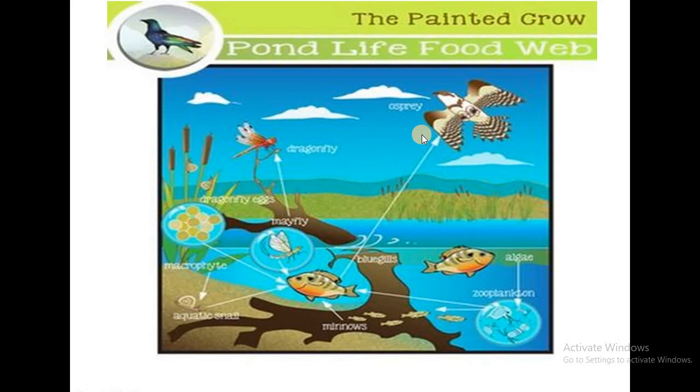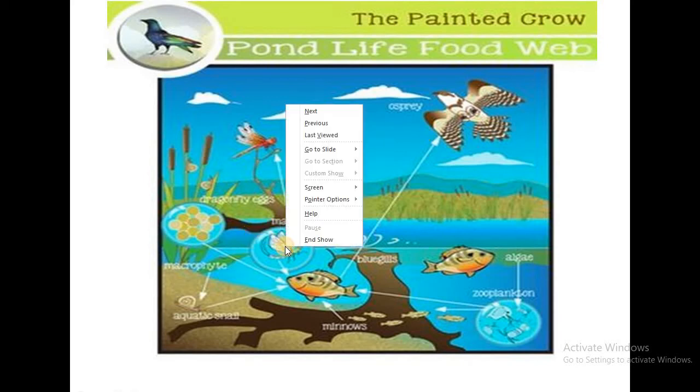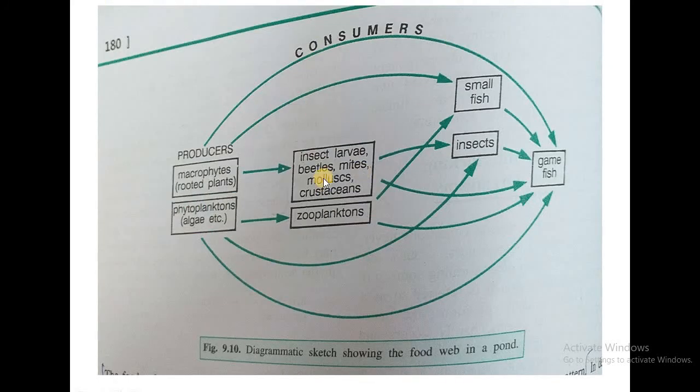The next type of food web is the pond life food web, or the aquatic food web. If you look at the next slide, it gives a diagrammatic sketch showing a food web in a pond. So there are different food chains you can see. First, you can see the rooted plants, the producers. These producers are directly eaten by the consumers, the game fish.